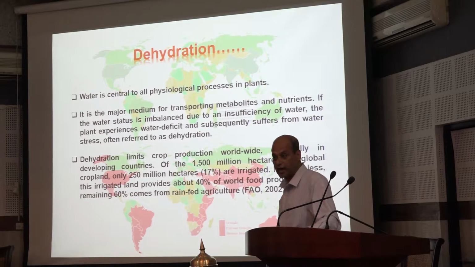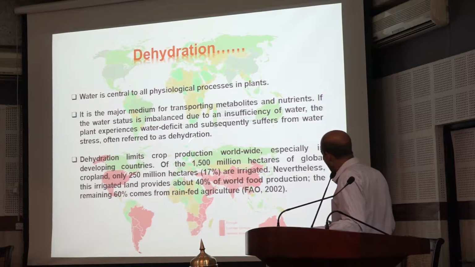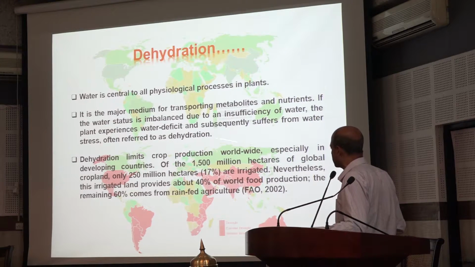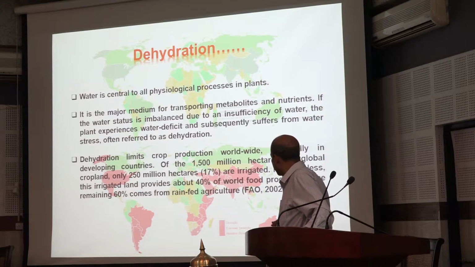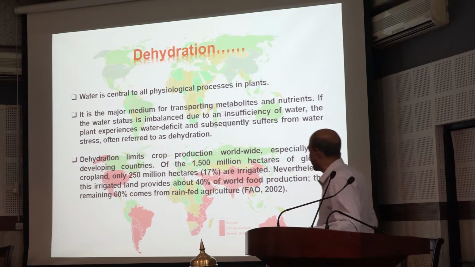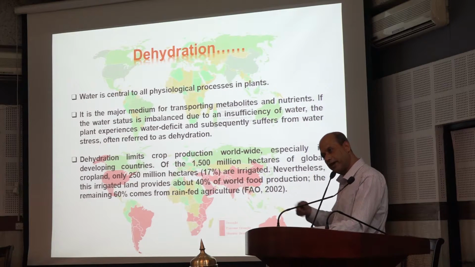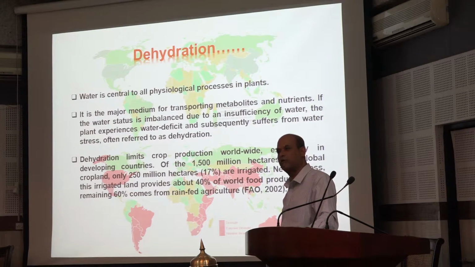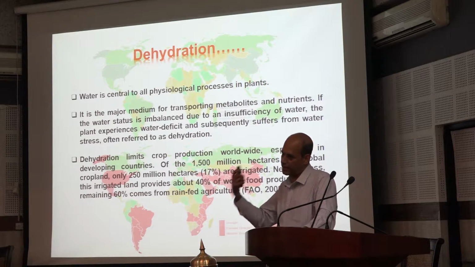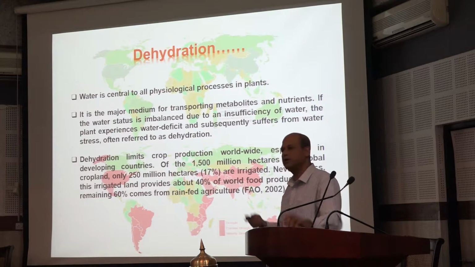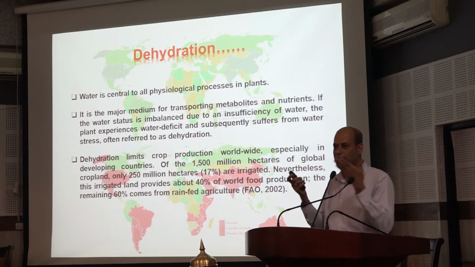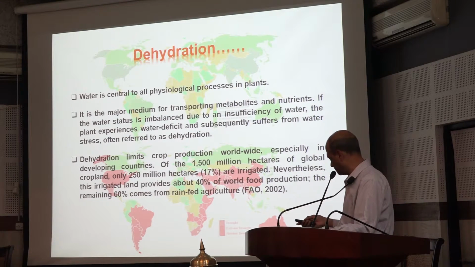And the existing data sets say that out of 1500 million hectares of cropland, only 250 million hectares are irrigated. That irrigated cropland provides 40% of crop yield annually. The rest 60% comes from rain-fed agriculture. That is the reason that in a year when there is a little problem with rainfall, you see havoc, the loss of crop productivity.